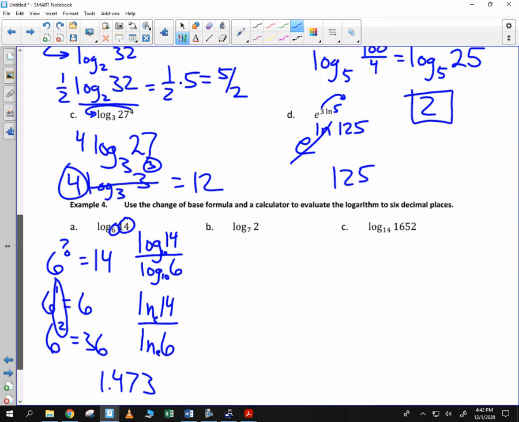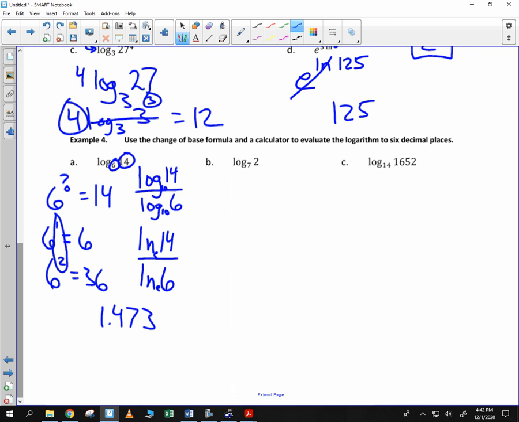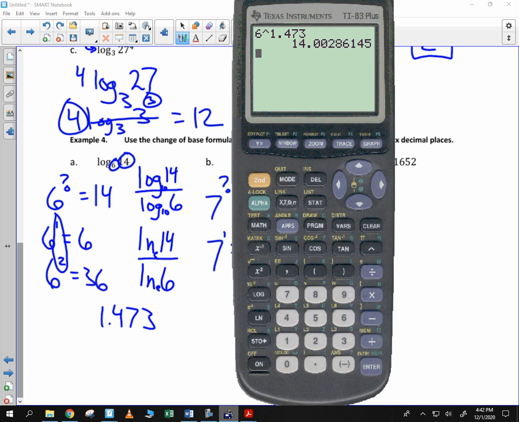So look at this one, log base 7 of 2. That means 7 to what power is 2? Well, 7 to the 1 is 7, so I know it's got to be less than 1. We do the log of 2, and we divide it by the log of 7. Log of 2 divided by the log of 7. And I get 0.356.